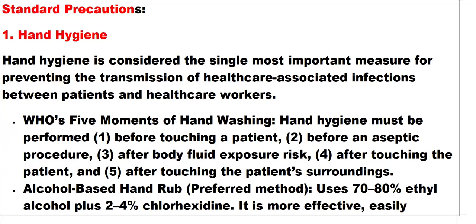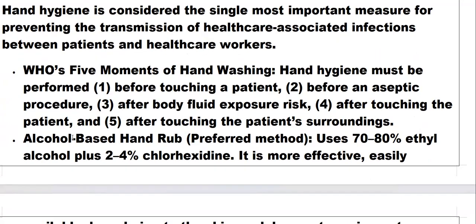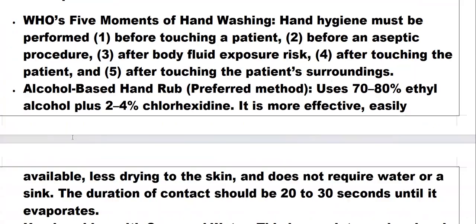Standard precautions: hand hygiene. Hand hygiene is considered the single most important measure for preventing the transmission of healthcare-associated infection between the patients and healthcare worker. WHO's 5 moments of hand washing. Hand hygiene must be performed before touching a patient, before an aseptic procedure, after body fluid exposure risk, after touching the patient, and after touching the patient's surroundings.